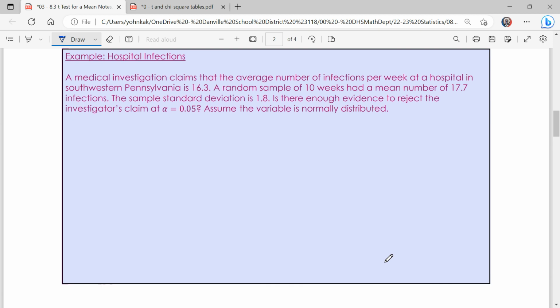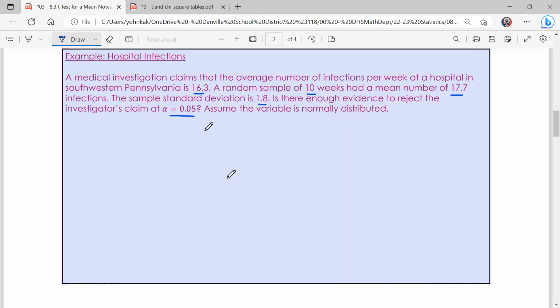A medical investigation claims that the average number of infections per week at a hospital in southwestern Pennsylvania is 16.3. A random sample of 10 weeks had a mean number of 17.7 infections. The sample standard deviation is 1.8. Is there enough evidence to reject the investigator's claim at alpha equals 0.05? Assume the variable is normally distributed.